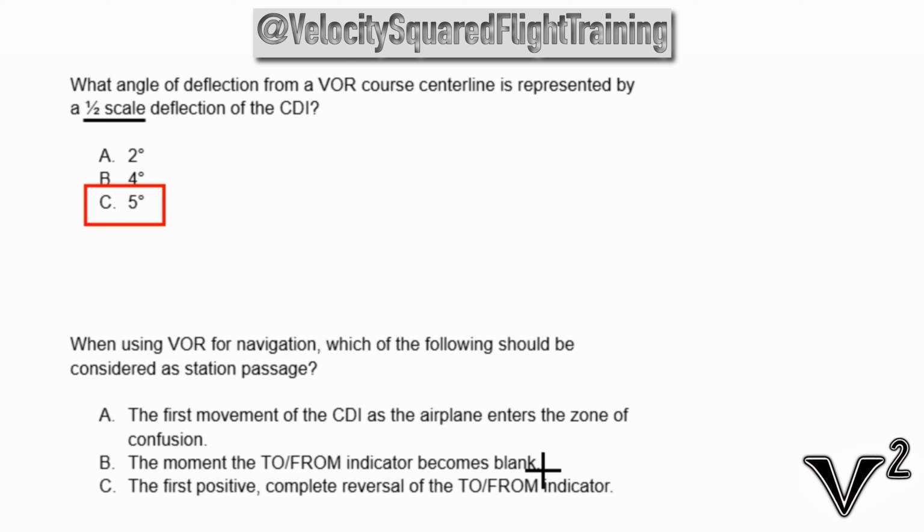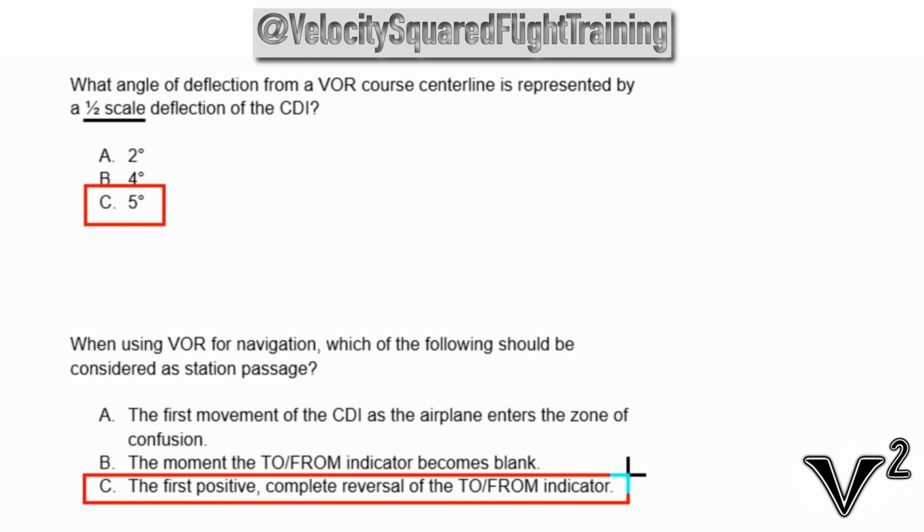What you're really looking for is actually the first positive complete reversal of the TO/FROM indicator, okay? Let's say you're flying towards this VOR, right? And you get into the kind of zone of confusion. That's A. Kind of no, not yet. You haven't passed it yet. Okay, you get on the other side.